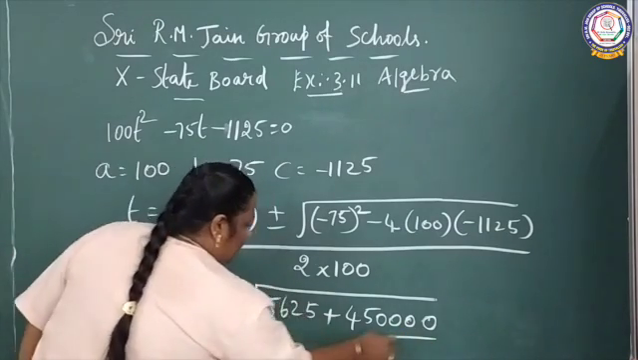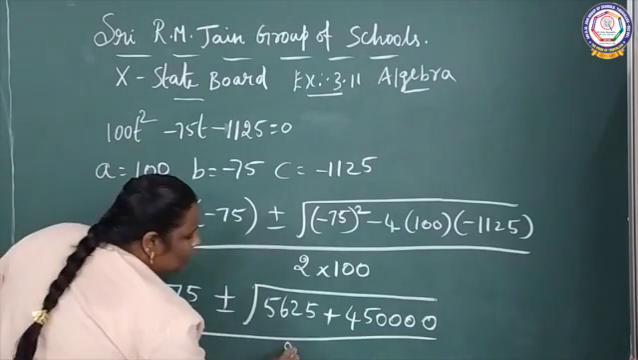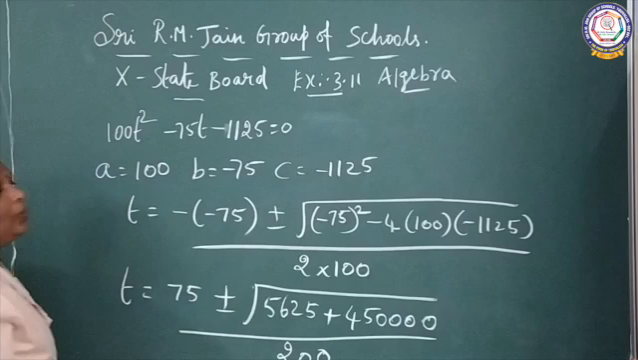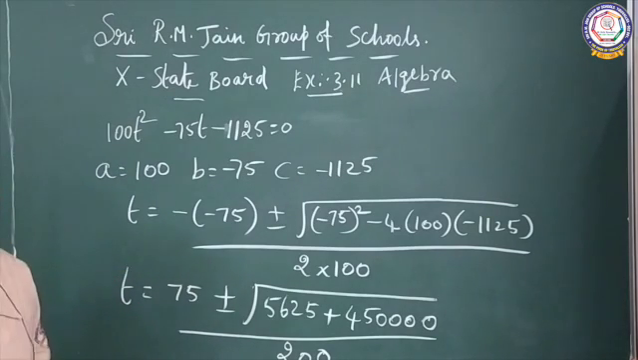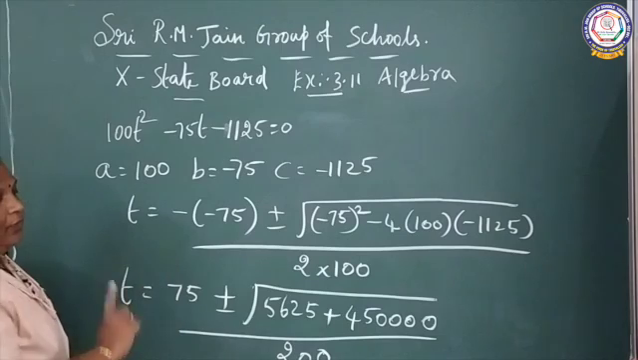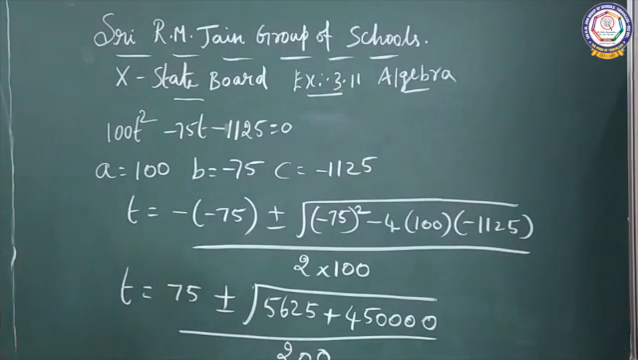4,50,000 by 2 into 100 is 200. You will multiply and check the answer for this. t equals 75 plus or minus root of 5625 plus 4,50,000, all by 200.